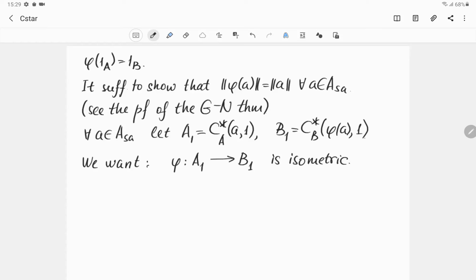So A1 and B1 are commutative unital C-star algebras. So they are isometrically isomorphic to the algebras of continuous functions on compact Hausdorff topological spaces X and Y, where X and Y are the maximal spectra of A1 and B1 respectively. And because of the Gelfand-Naimark duality, each such homomorphism is induced by a continuous map from Y to X. So phi is induced by a continuous map F from Y to X.